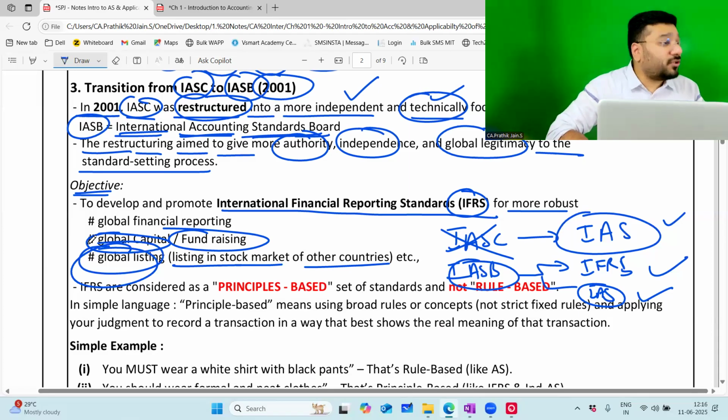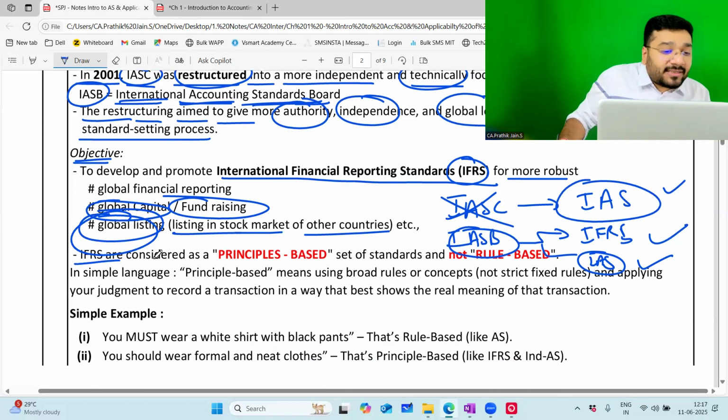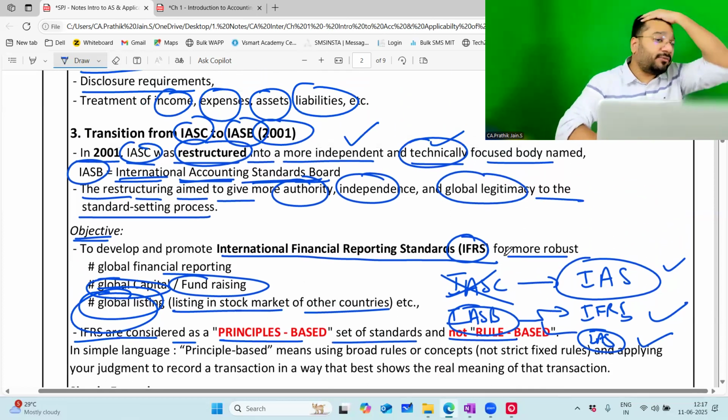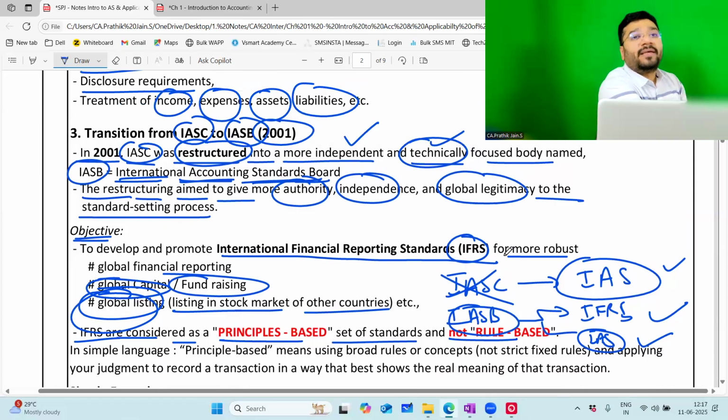This is the advantage of people who adopted IFRS back then. IFRS are considered as a principle-based set of standards and not rule-based. Can somebody tell me? This point I discussed in CA Foundation. IFRS are principle-based and not rule-based. What is the difference between principle-based and rule-based?